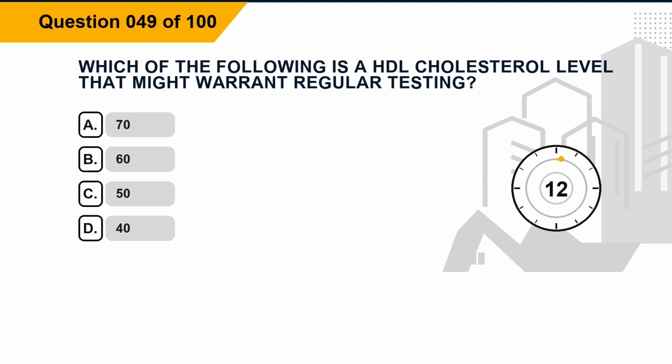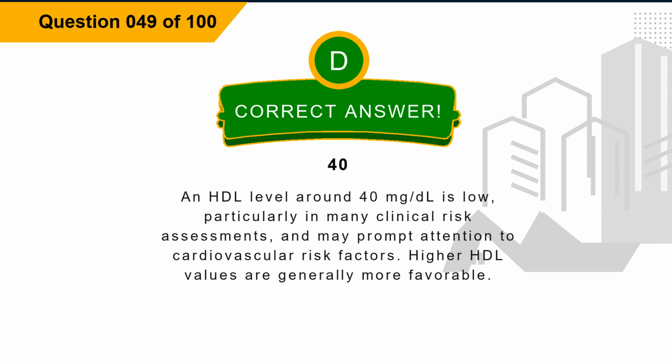Question 49. Which of the following is an HDL cholesterol level that might warrant regular testing? Option A: 70. Option B: 60. Option C: 50. Option D: 40. The correct answer is option D: 40. Explanation: an HDL level around 40 mg/dL is low, particularly in many clinical risk assessments, and may prompt attention to cardiovascular risk factors. Higher HDL values are generally more favorable.